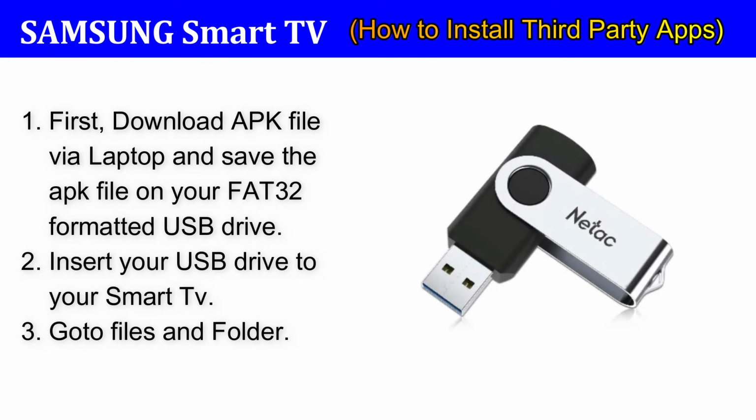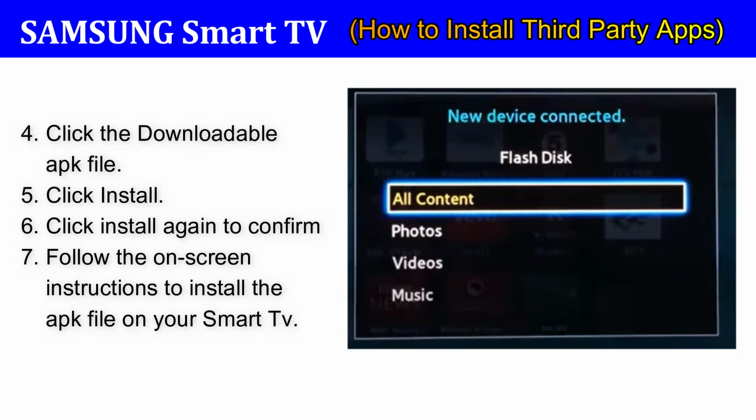First download the APK file via laptop or computer and save the APK file on your FAT32 formatted USB drive. Then insert your USB drive into your Smart TV. Go to files and folders. Click the downloadable APK file. Click install. Click install again to confirm. Follow the on-screen instructions to install the APK file on your Smart TV.